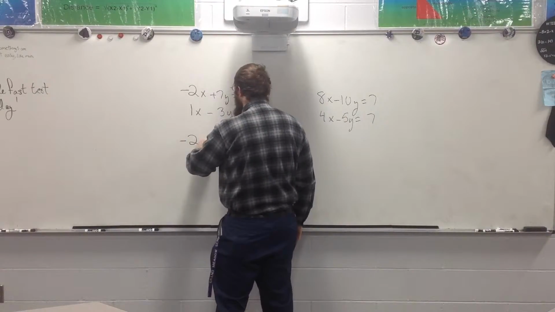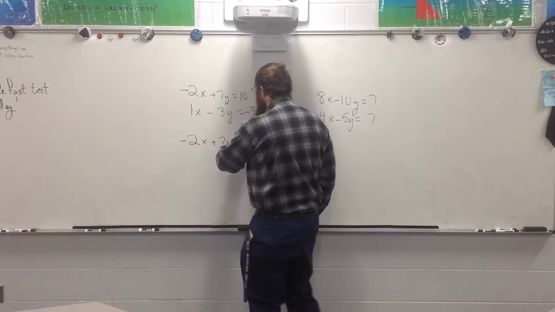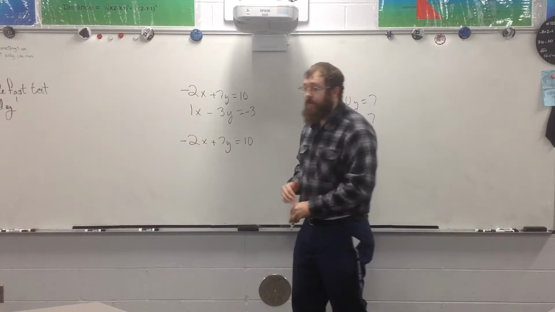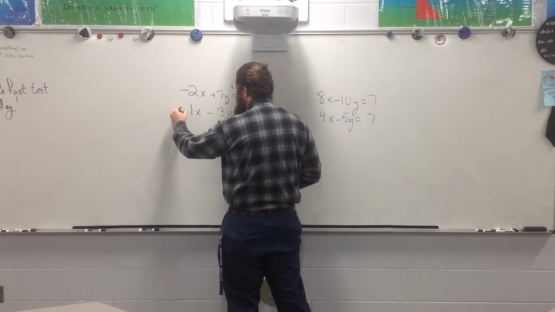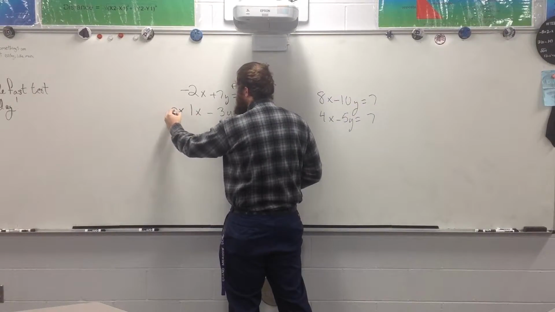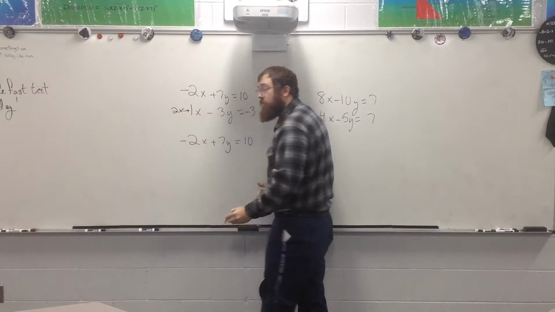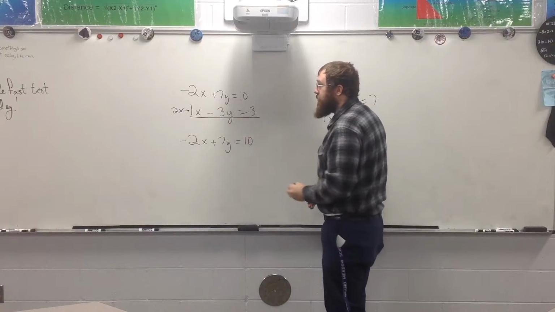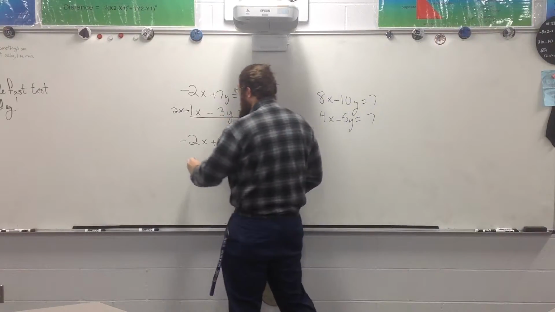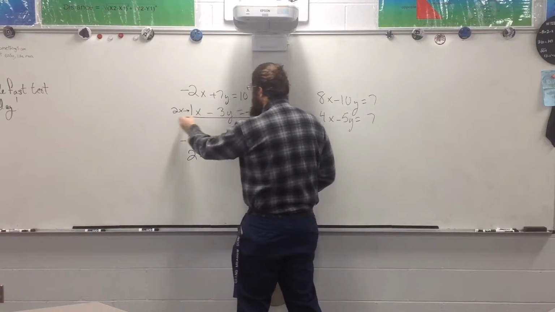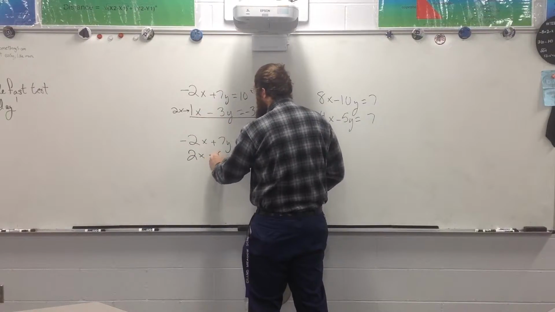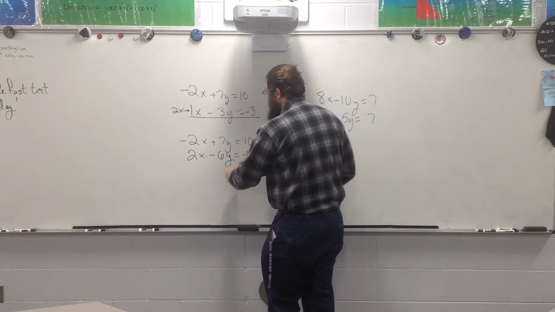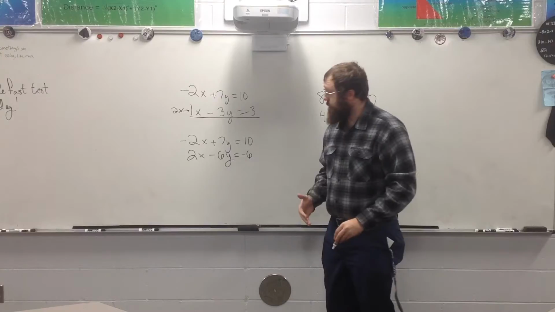Negative 2x plus 7y is 10. That one's good. But the bottom one needs to be multiplied. And we ask ourselves, what do we need to multiply 1 by to get it to 2? Well, we need to multiply it by 2. But not just to the 1, to this entire equation. So 2 times x is 2x. 2 times negative 3y is negative 6y, and 2 times negative 3 is negative 6. Make sure you keep your equal sign where it belongs.